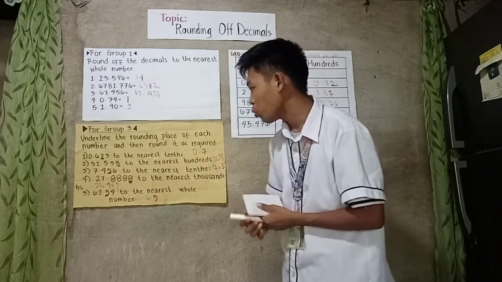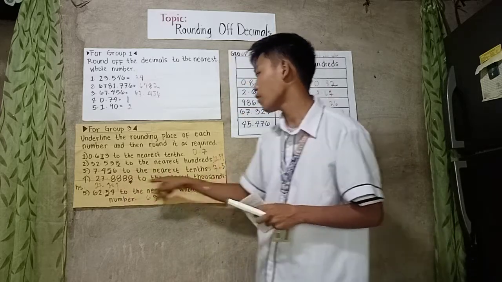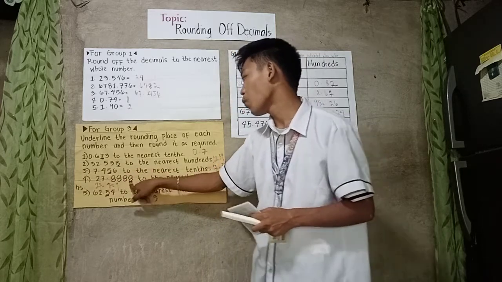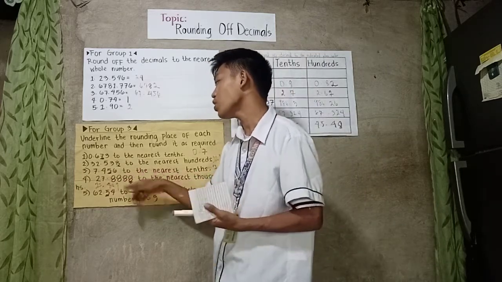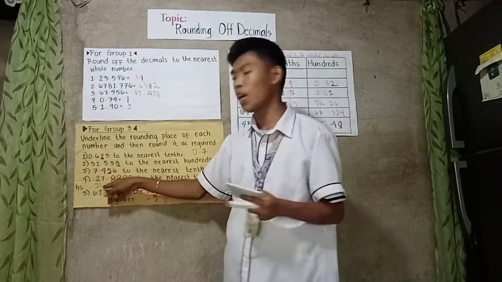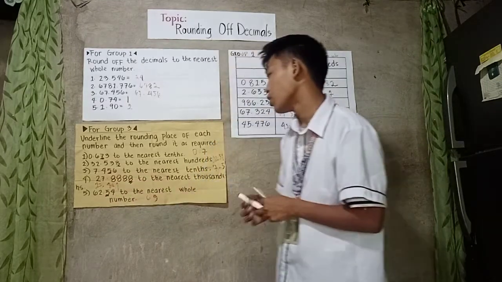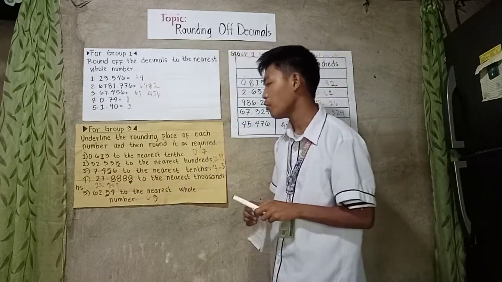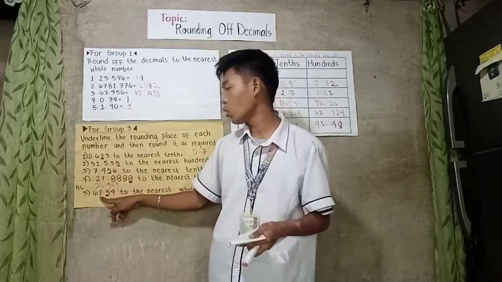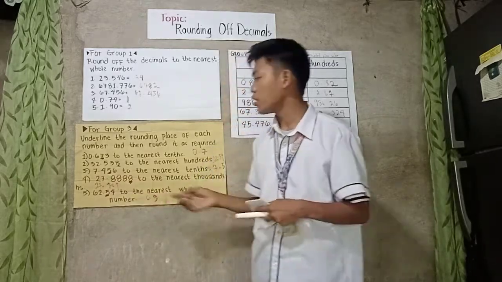Number 4, 27.8888 to the nearest thousands. So we have ones, tens, hundreds, thousands. So since the digit next to thousands is 8, and it is bigger than 5, the answer would be 27.889. So lastly, 62.54 to the nearest whole number. The nearest whole number for 62.5, so 5 is the whole number here, it will become 63.